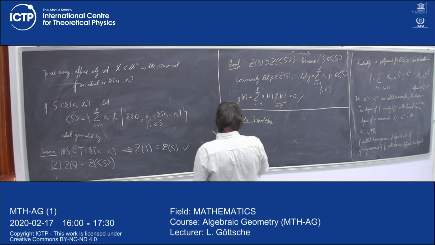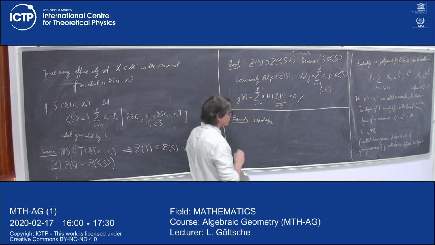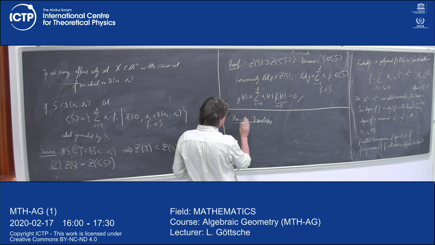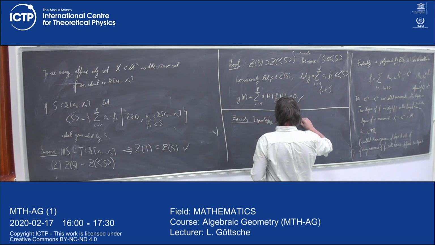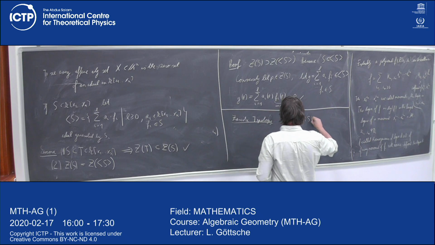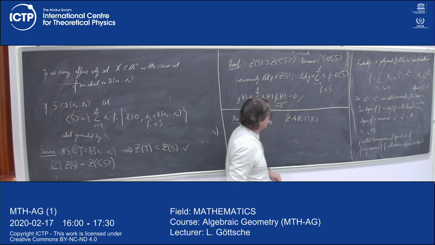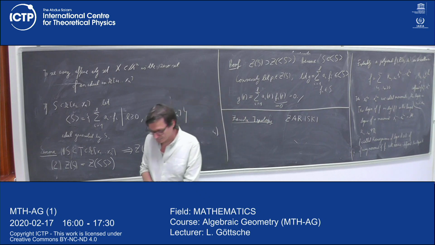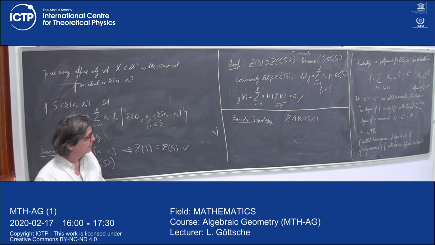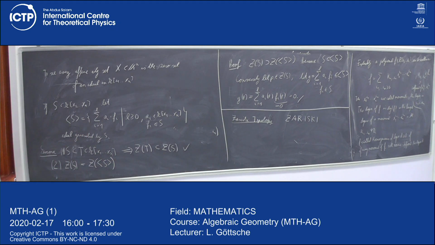So this is Zariski. Should I spell it once? It's the name of a person: Z-A-R-I-S-K-I, after Oscar Zariski, an Italian mathematician of Polish origin, I think, who invented this.